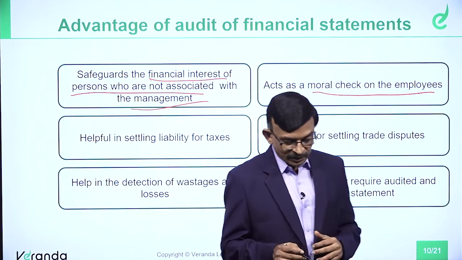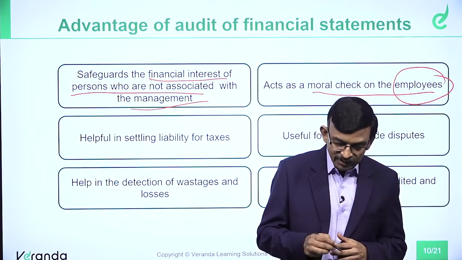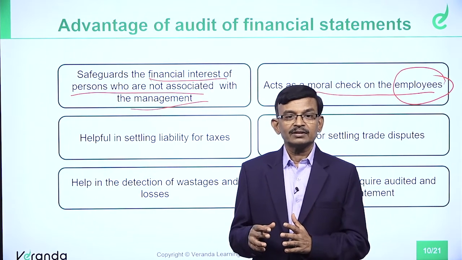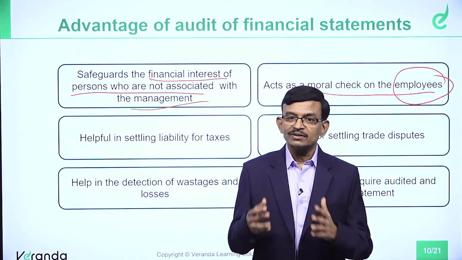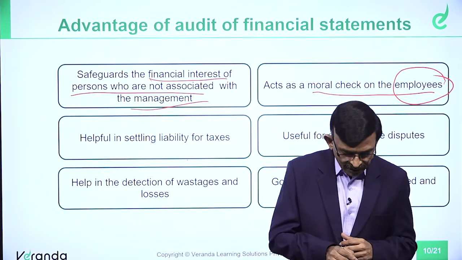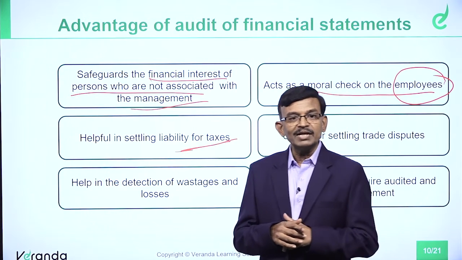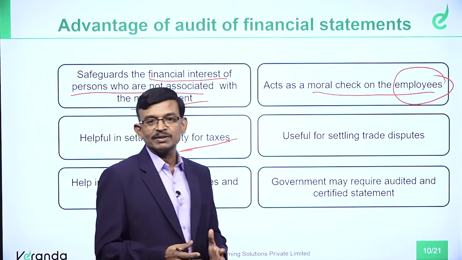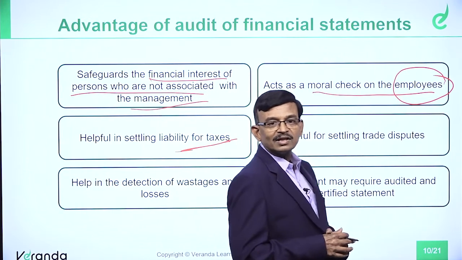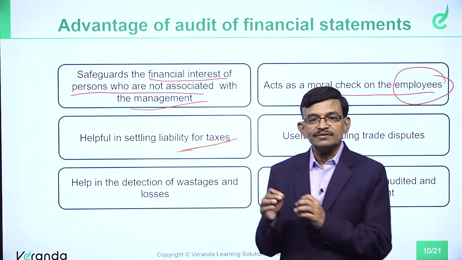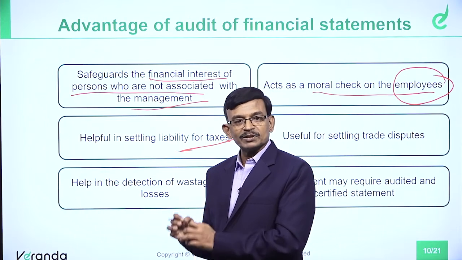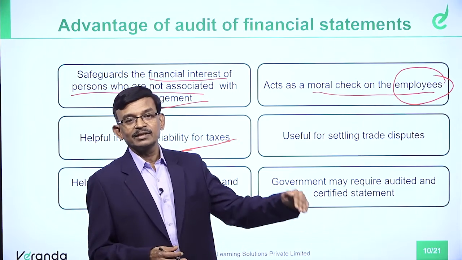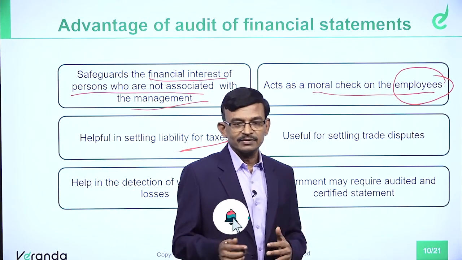Why is that? Employees believe that when the auditors are regularly coming and checking, there is no possibility of making any fraud, including a false claim of an expenditure, which is also a fraud, right. Similarly, when there is a liability for taxes, the audited statement gives authenticity to the numbers which have been verified. In fact, income tax starts with computing the profit as shown in the profit and loss account as per Schedule 3 to the Companies Act.